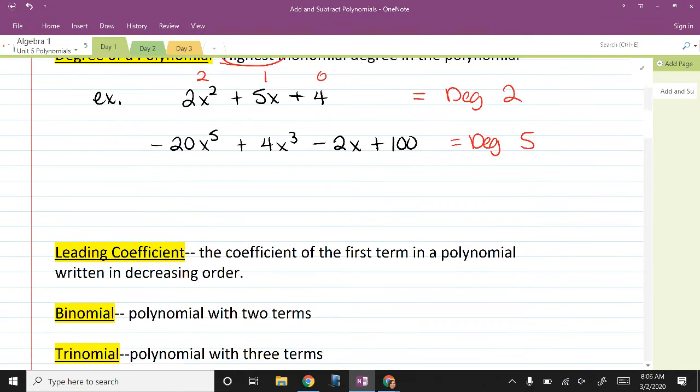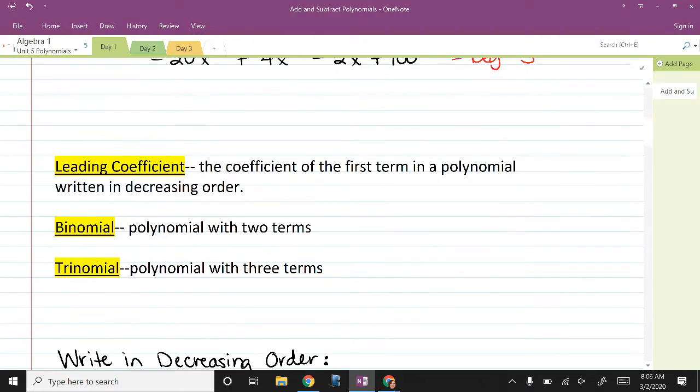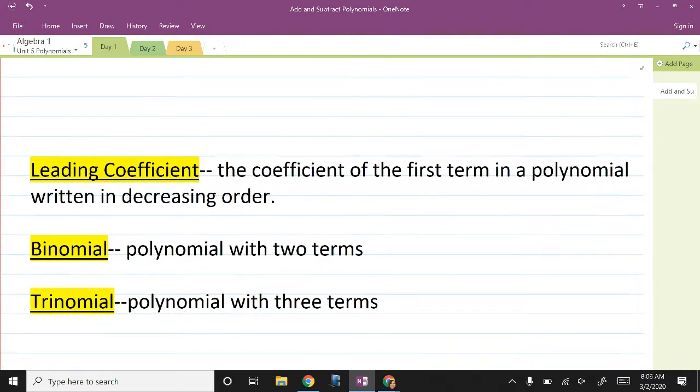All right, so let's talk about some more terms. Y'all write down these terms, just the 3 little important mathematical terms for this unit. Let's see if I can zoom it. That might be better.